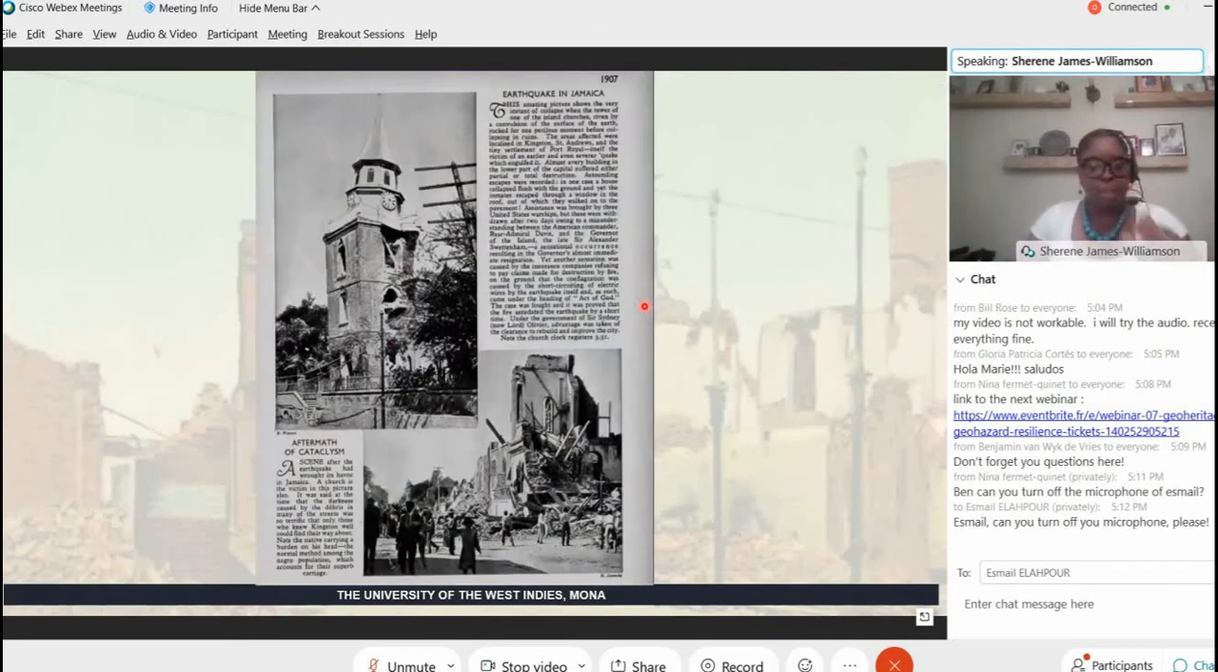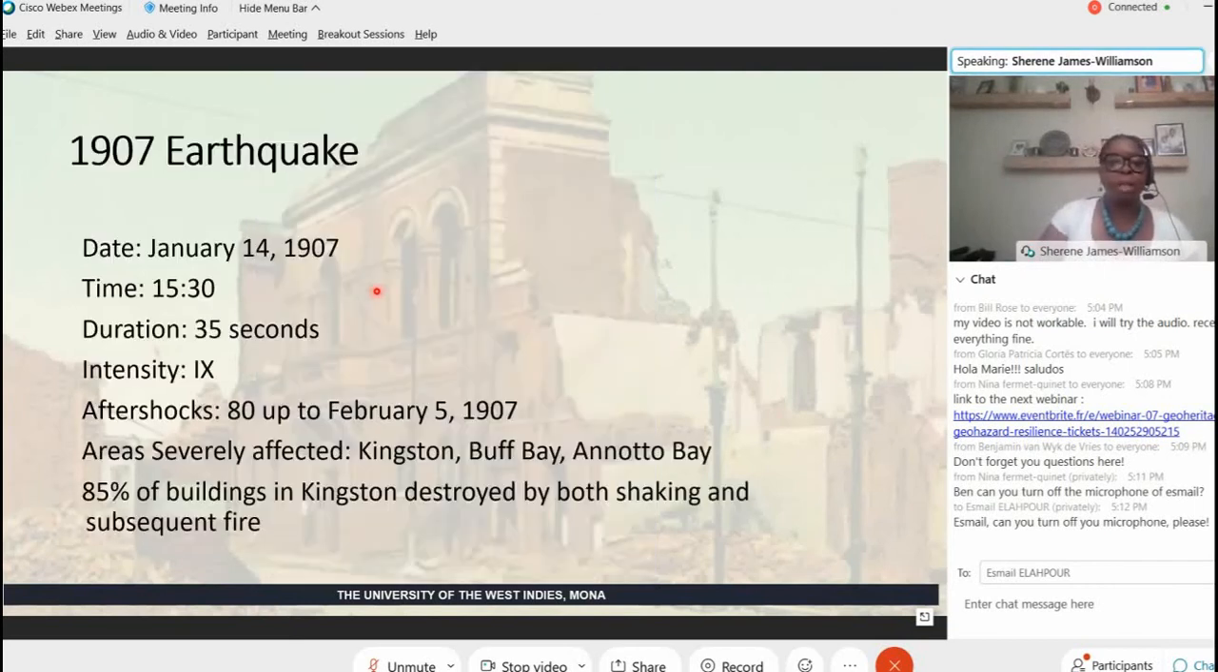This also is an interesting picture because it indicates right here the time on the clock. This is St. Andrew, the Kingston Parish Church, and the clock says 3:31. The earthquake actually occurred around that time. Some people recorded 3:30, some recorded 3:31, and we have times up to 3:33 in the afternoon. So it occurred on January 14th, that we know.